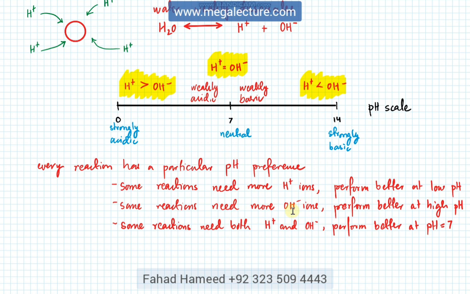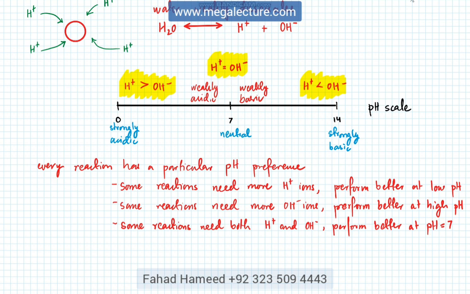Some reactions need more OH ions, otherwise they won't happen. So if a reaction needs OH ions, they're going to perform better at higher pH, where there are more OH ions in water. And then there are some reactions that might need both H plus and OH ions, so they're going to perform better if the pH is close to 7, where there's an equal amount of H plus and OH ions.